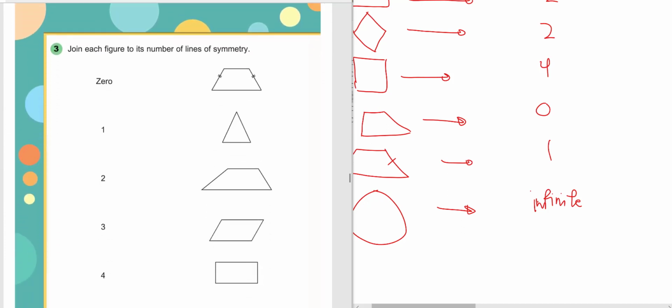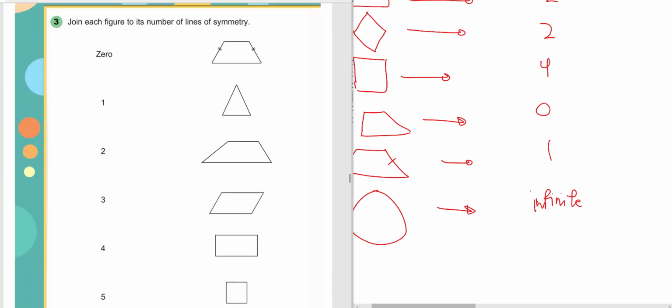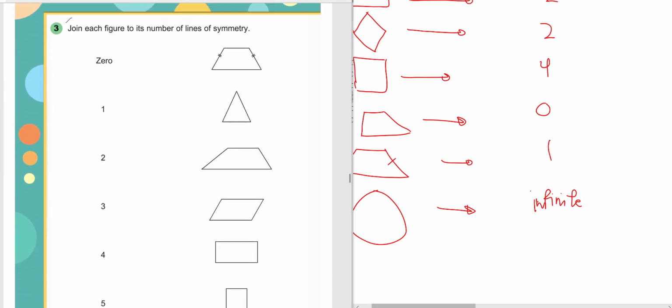Exercise number 3, join each figure to its number of lines of symmetry. 0, we said the trapezium has 0 lines of symmetry, and also the parallelogram. 1 line of symmetry, isosceles trapezium, and this line should be here, and the isosceles triangle, this line should be here.